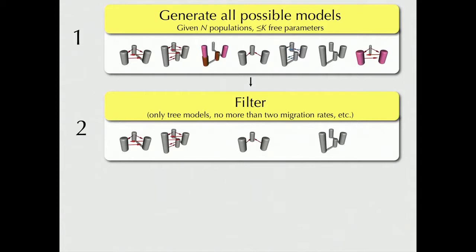Okay. One practical thing to know about PHRAPL is that this step here is still slow. Okay. So we pre-compute some sets of models for you, right? So in the PHRAPL data directory, there's a set where for 3 populations, all models up to, is it 3 or 4 free parameters?